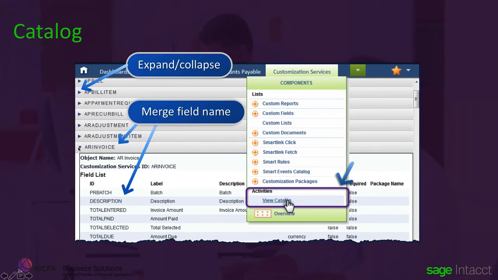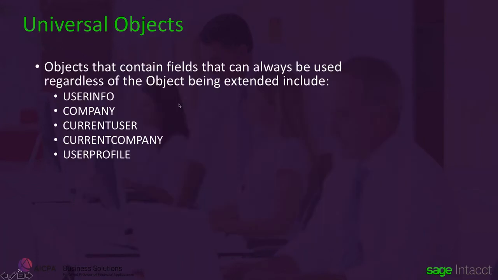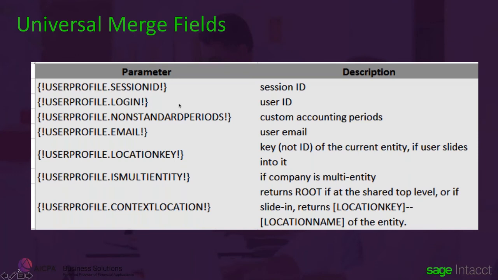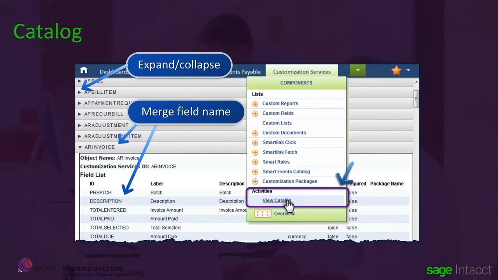If you click here on the blue arrow, you open up the AR invoice, and underneath it you see the fields. So this is where in our merge fields, let me go back, where you have, for example, user profile dot session ID. In this case, you would have AR invoice dot total paid, AR invoice dot description, total selected, total due, etc. The nice thing about this catalog is that it does update with custom fields.